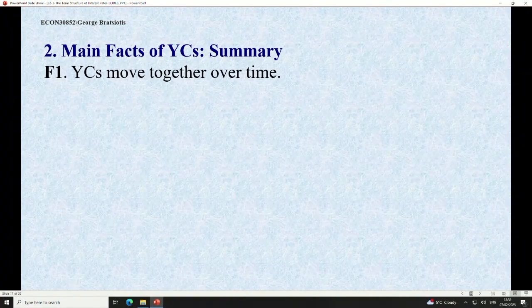So, not that the academic world is not a real world, of course, yeah? But we like to put theories behind things, and you'll see why. So let's summarize some main facts that we've observed about these yield curves. First one, fact one, is that yield curves will move together over time.